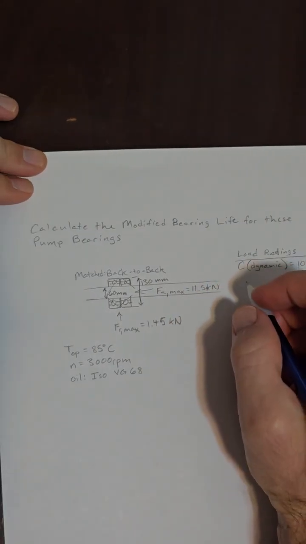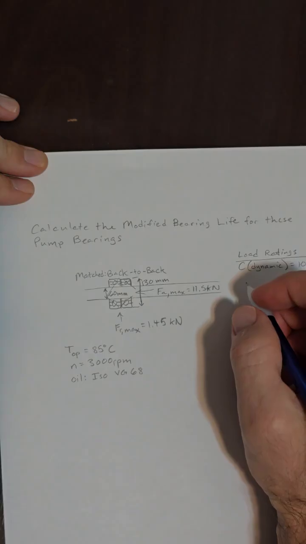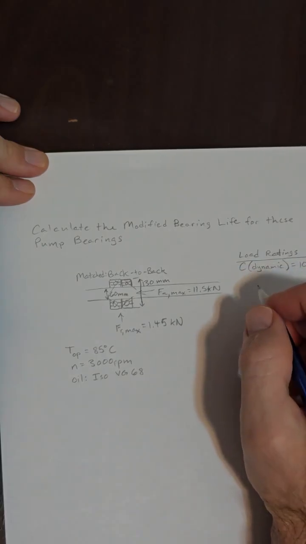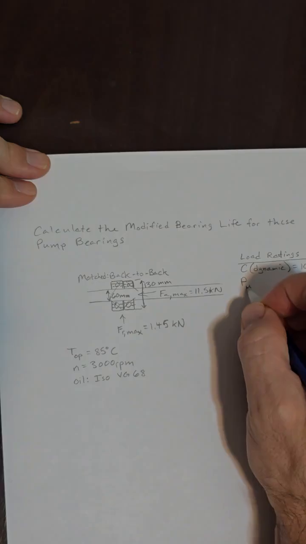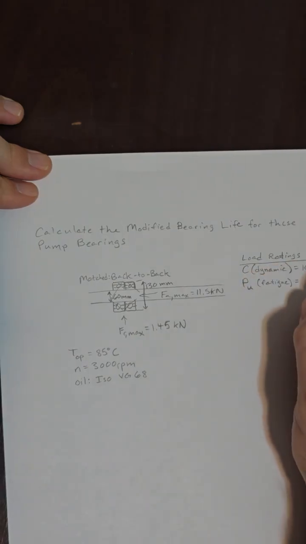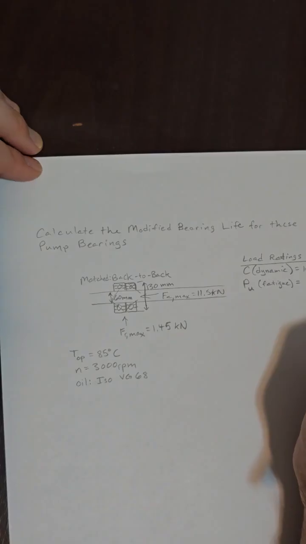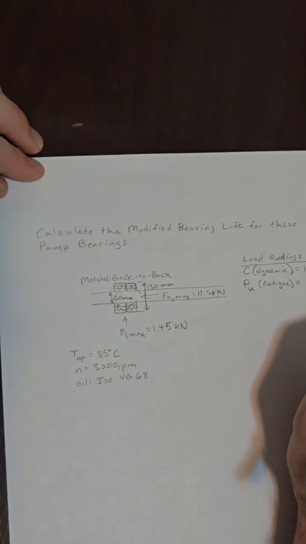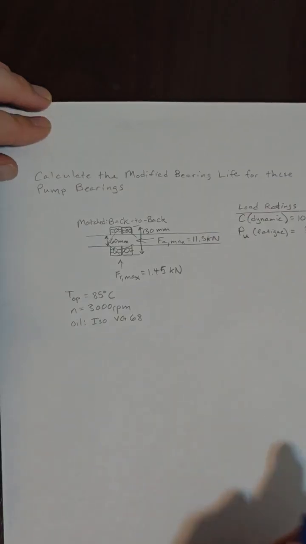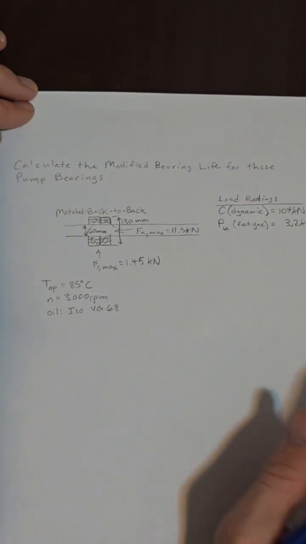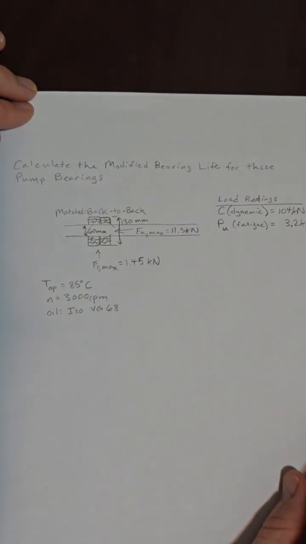The static load rating is 76.5 kilonewtons. We don't need that right now. And the fatigue load rating, which is the load P sub U, meaning the load for an unlimited life, is 3.2 kilonewtons. We're going to break this down into 9 or 10 steps to calculate the modified life given these real-world conditions and some assumptions for reliability.